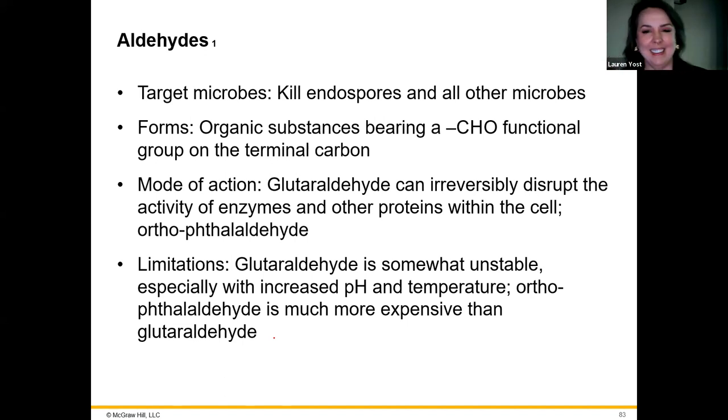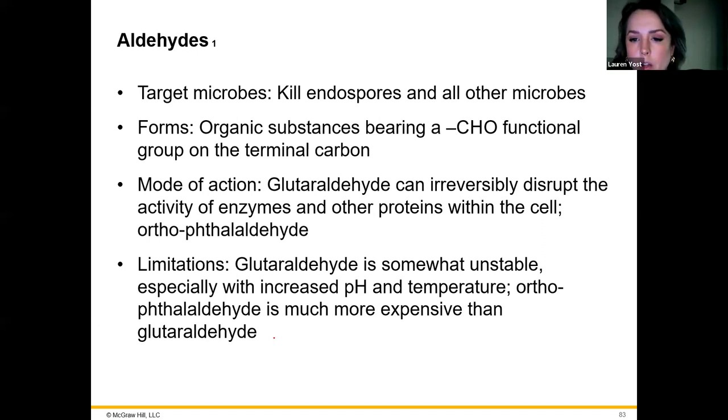Yeah. All right. Anyway, so aldehydes. Now we're talking about killing endospores and all other microbes. We're getting back into some really good stuff for sterilization. The problem is this stuff is pretty toxic. So glutaraldehyde can disrupt enzymes and stuff like that. And then we also have orthophthalaldehyde, because that's a good word that we all want to try to say. Thankfully, there's a shortened version, OPA.